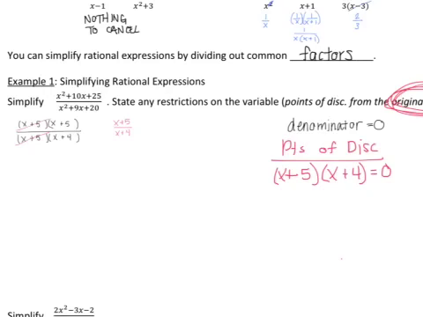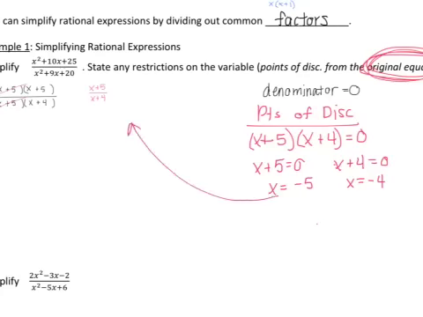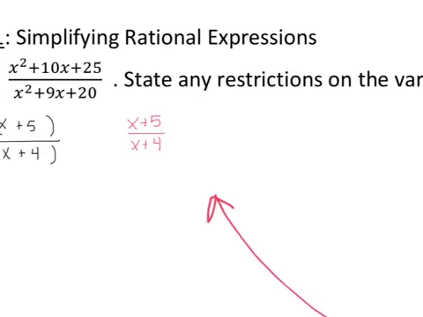How do we solve that? X plus 5 equals 0, x plus 4 equals 0. Yes, very good. So what do we get for x? Negative 5 and negative 4. So the way we write this is we take it up here to our answer. We have x plus 5 over x plus 4, comma, x cannot equal negative 5 and negative 4. And that is your answer.